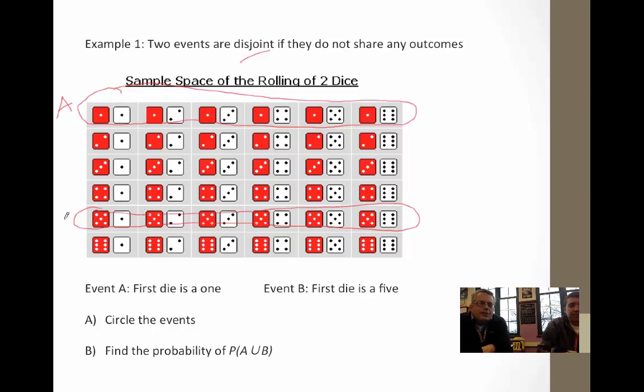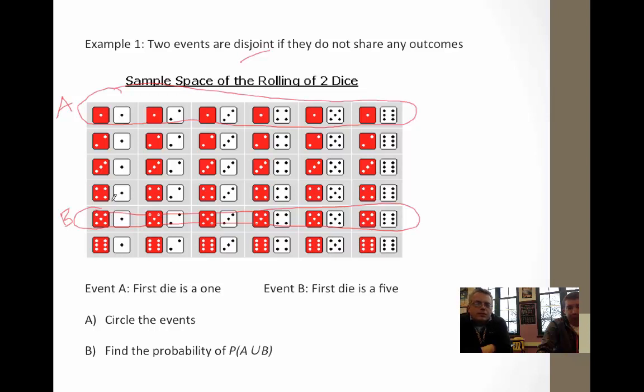Now, these are disjoint events. They don't have any intersection. There's no outcome that's in both A and B. That's what it means to be disjoint, and it's an important word. Another important word we're going to come to in a couple of days is independent. Now, we want to find the probability of A union B.